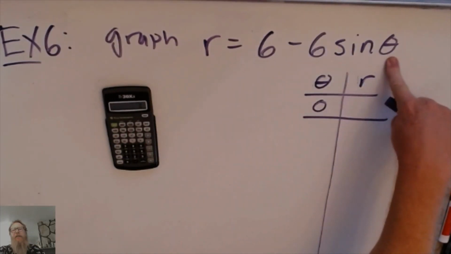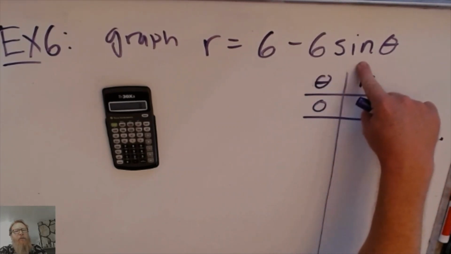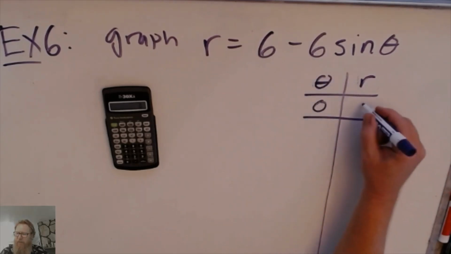So sine of 0. Well, sine of 0 is 0. Yeah. So 6 times 0 is 0. 6 minus 0 is 6.